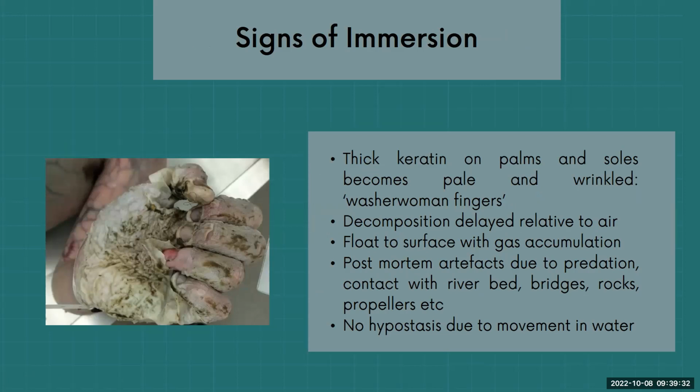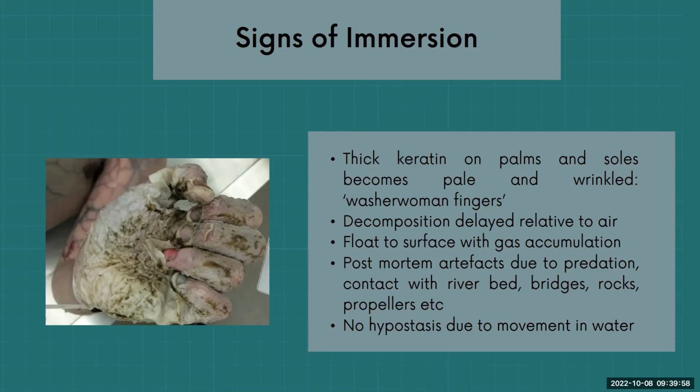Next is signs of immersion. First, the thick keratin on the palms and soles becomes pale and wrinkled, known as washerwoman fingers. The development of washerwoman fingers or hands depends on the length of immersion, but it is observable 1 to 4 hours after death.